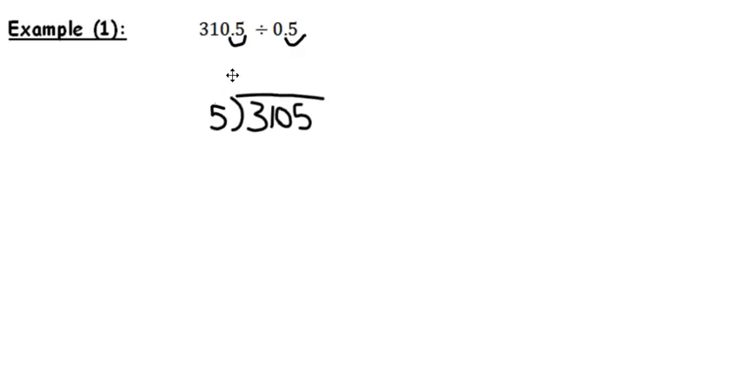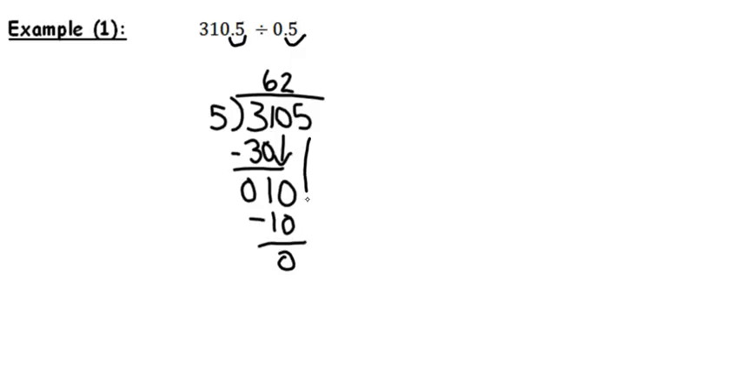So first ask, how many times does 5 fit into 3? And it doesn't, so you move to the next digit. 5 fits into 31 6 times. 6 times 5 is 30. Subtract, you get 1. And 3 subtract 3 is 0. Bring down the next digit. 5 fits into 10 exactly 2 times. 2 times 5 is 10. Subtract, you get 0. Bring down the next digit.